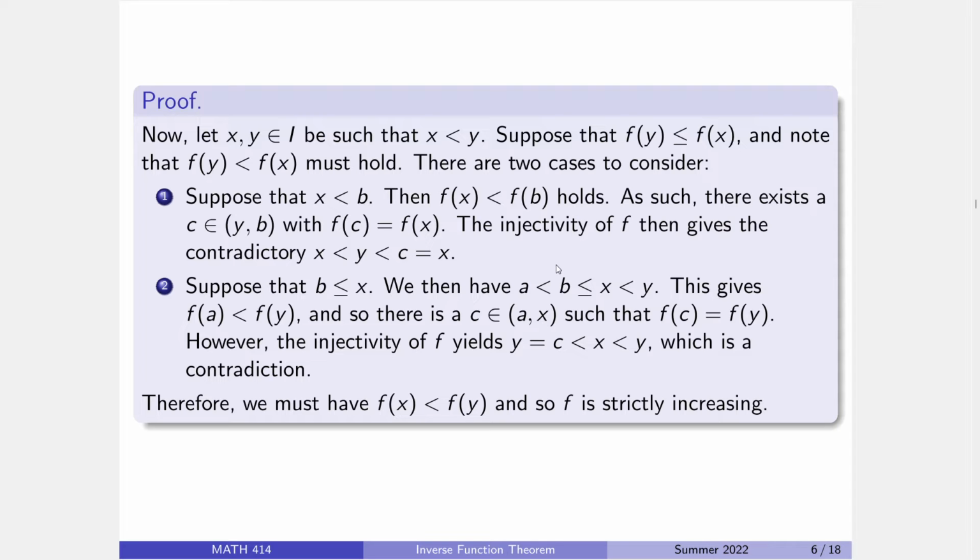And there we go. Any continuous injection defined on an interval must be strictly monotone, in this case strictly increasing. The end.